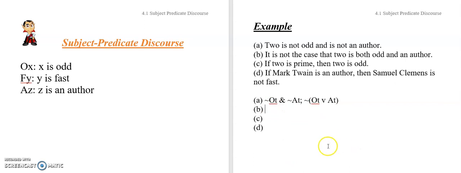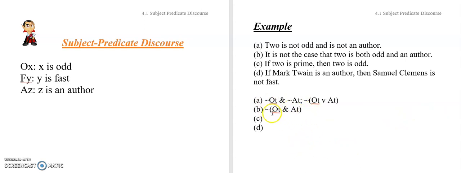Okay, let's try the second one. It is not the case that 2 is both odd and an author. Now, there are these little things that are sort of ambiguous. It's like, what exactly do you mean? I'm going to say it's not the case that 2 is both odd and an author. So it's not the case that it's odd and it's an author. So it would be like this, okay, which notice is different than A, right?